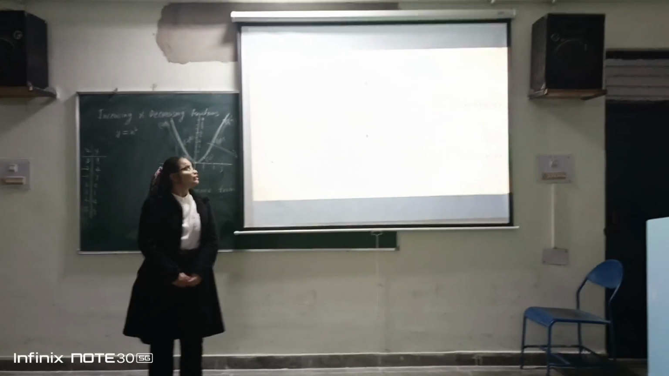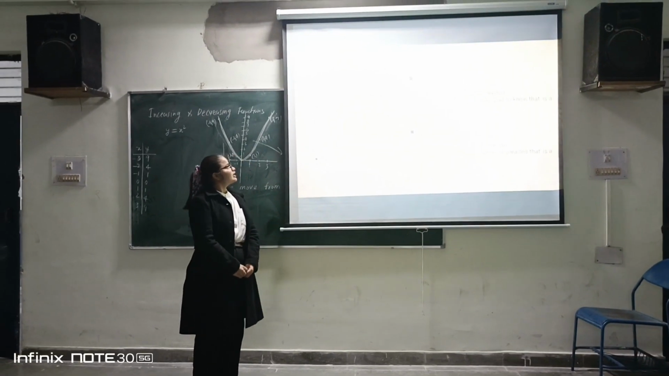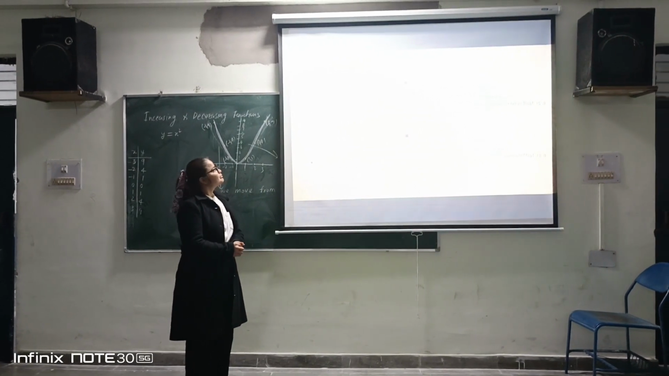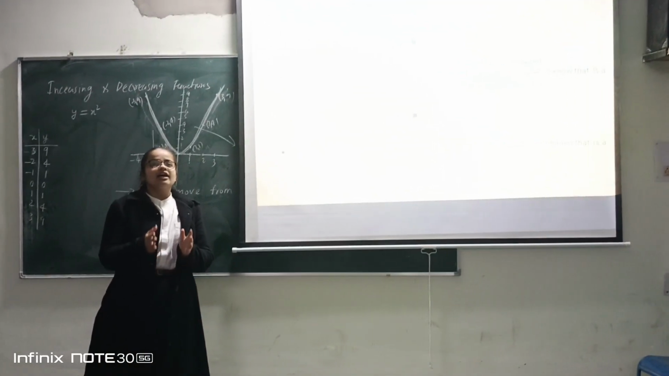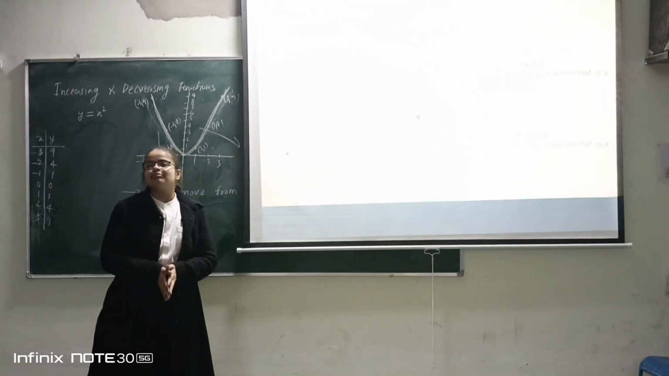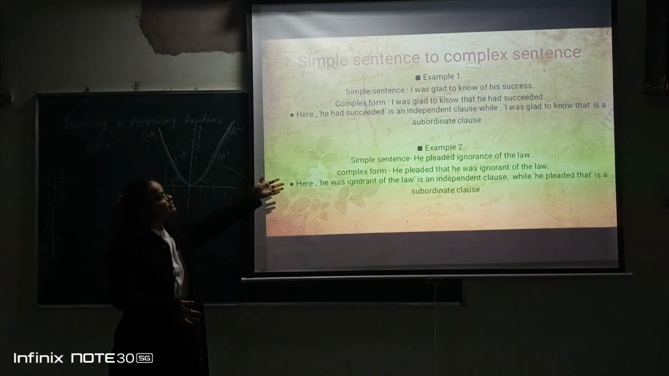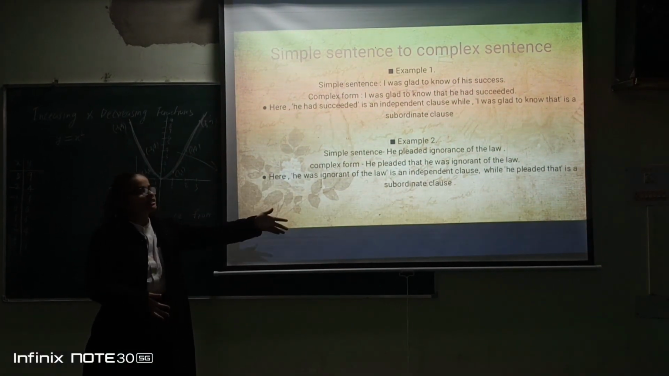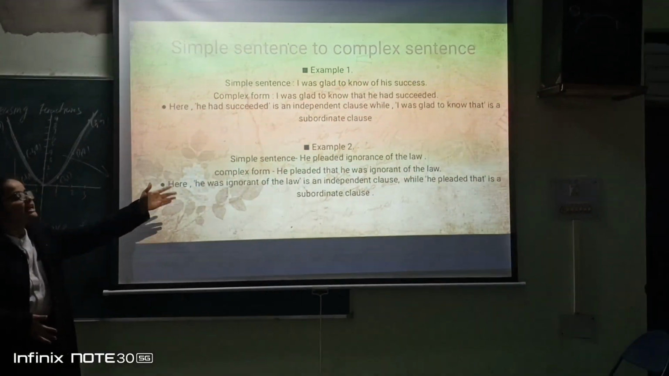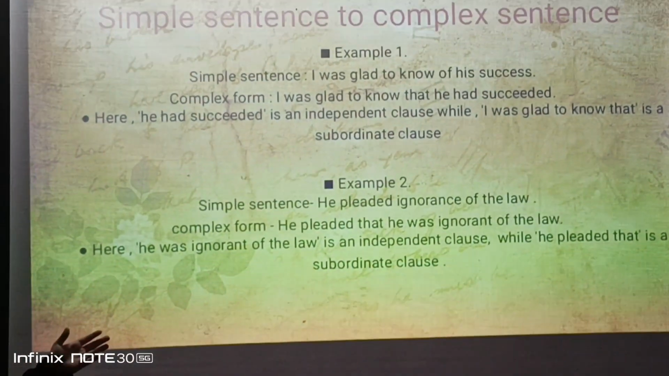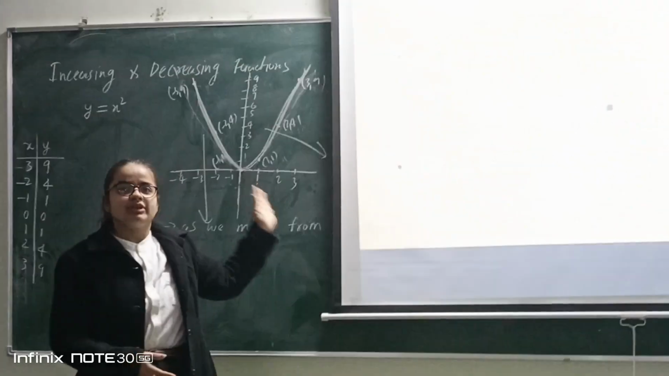Transformation includes the conversion of simple sentences to complex sentences. Let's elucidate with the help of an example. Our first example contains a simple sentence, I was glad to know of his success. The second clause, which is he had succeeded, is an independent clause because it has its meaning entirely separate and does not need the support of the previous words.